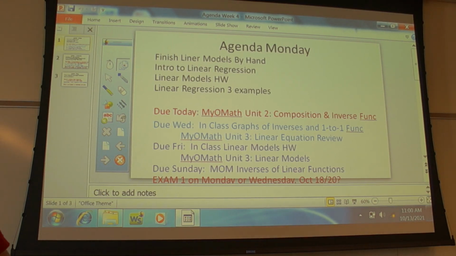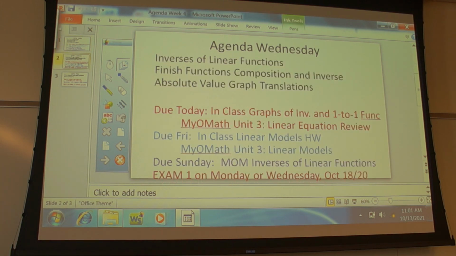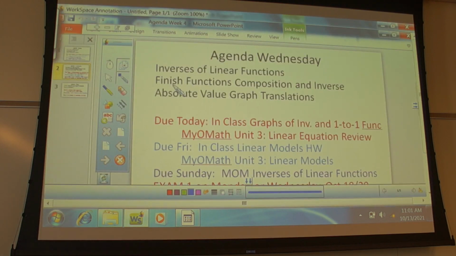So I realized that we, oh, that's the wrong one. That I had skipped one. Right, so we're doing inverses, composition and inverse before we do the inverse one.